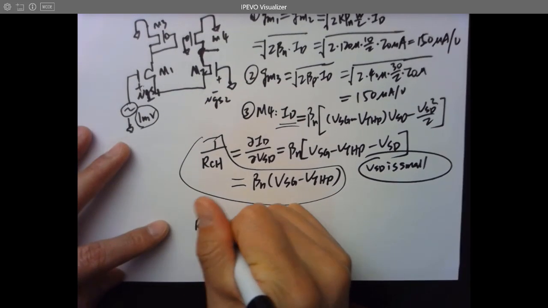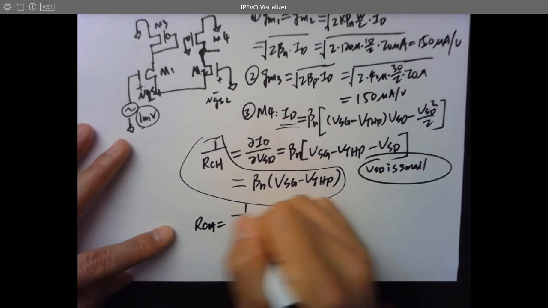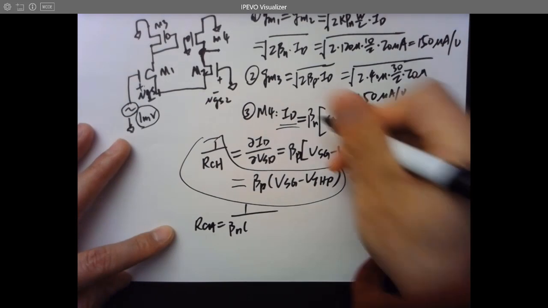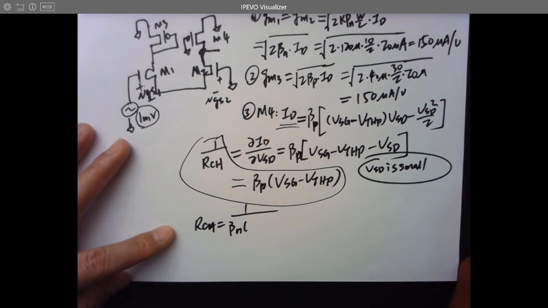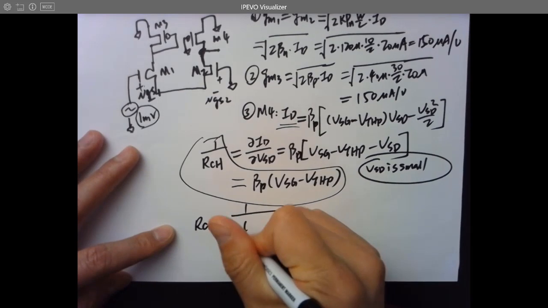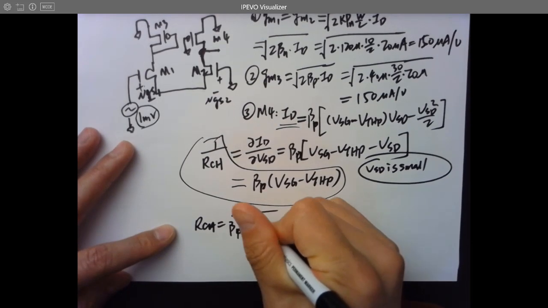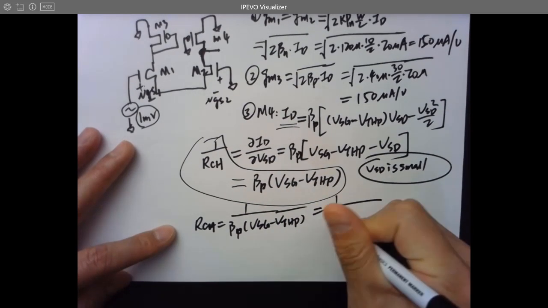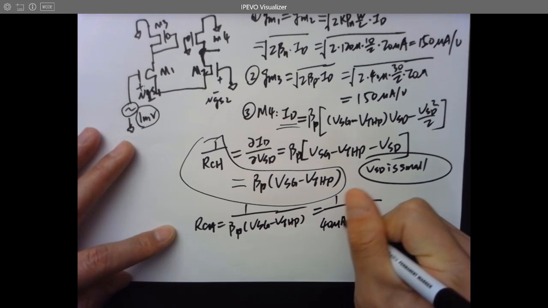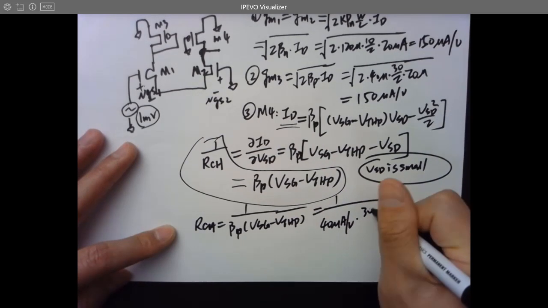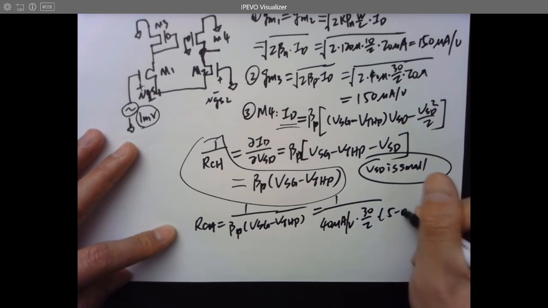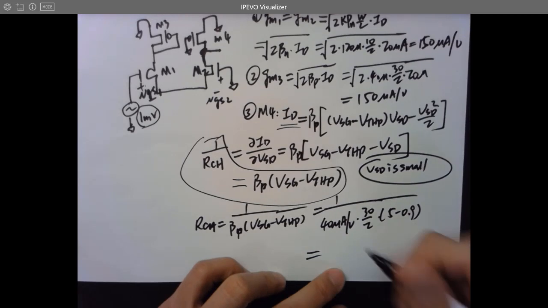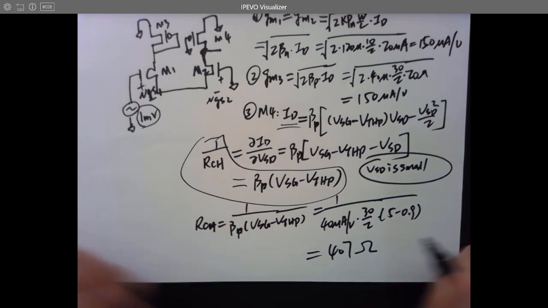Okay, so now let's calculate for that. So RCH equals to what? Equals to 1 over beta n. Actually, it's beta P. Sorry, beta P. The PMOS. Beta P times VSG minus VTHP, which is 1 over 40 microamps per volt times 30/2 times 5 minus 0.9. So if you do a calculation, you can find out this actually equals to 407 ohms.